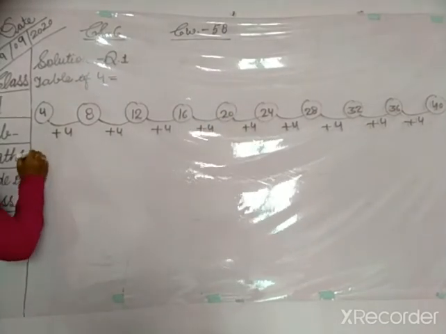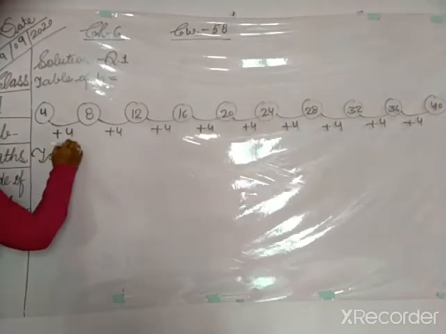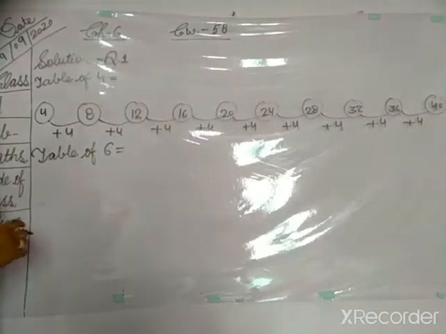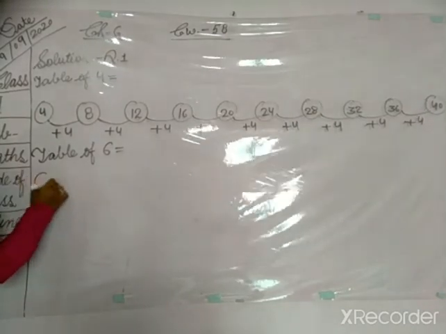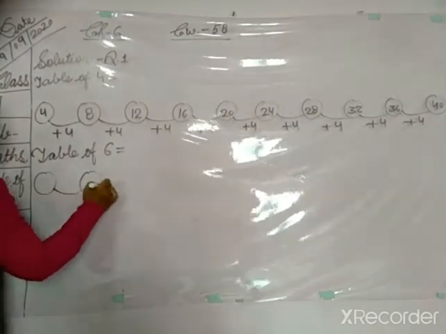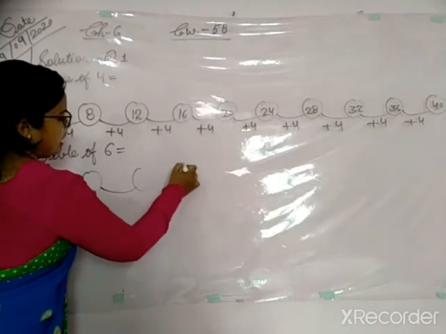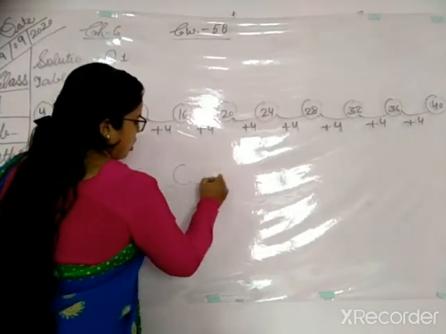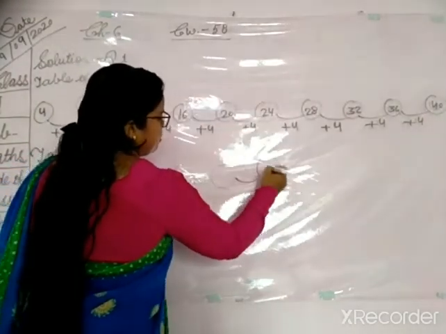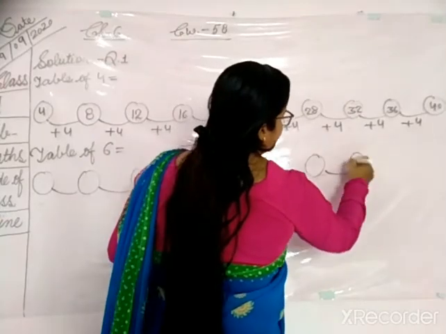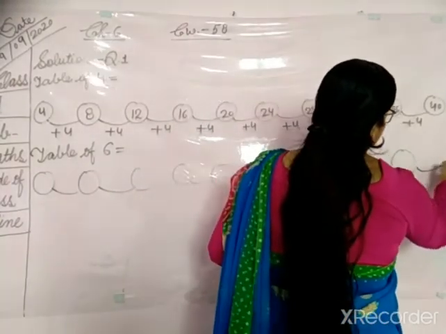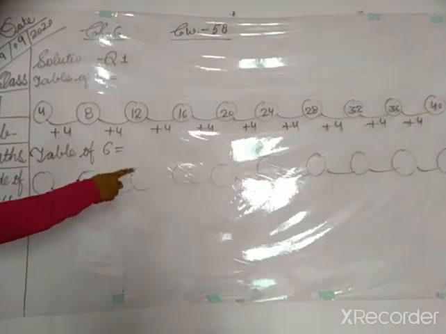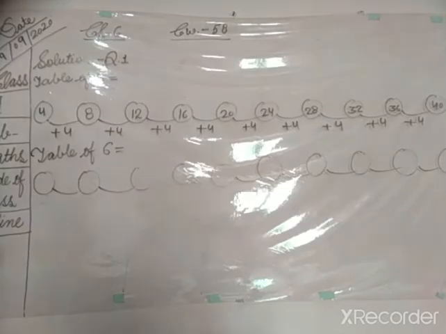Okay? Now the table of 6. How to write the table of 6? Table of 6 is equal to, you have to follow the same pattern. That means you have to draw circles. How many circles? 10 circles. Let me count my circles whether they are correct or not. 1, 2, 3, 4, 5, 6, 7, 8, 9, 10. Yes, my circles are correct.